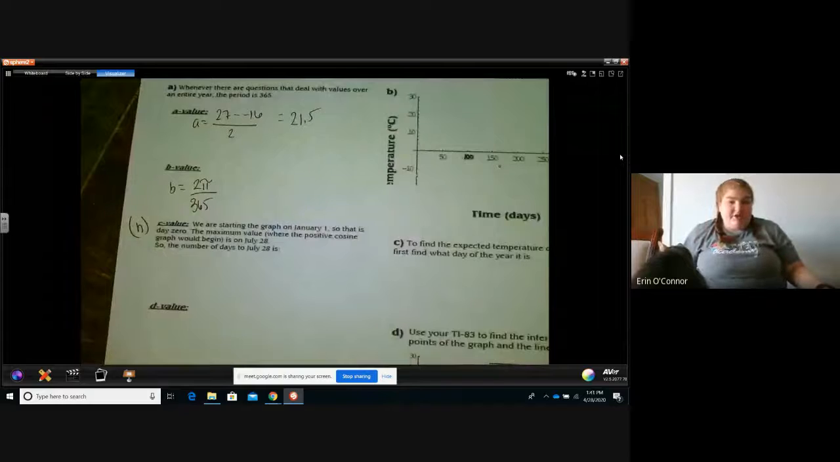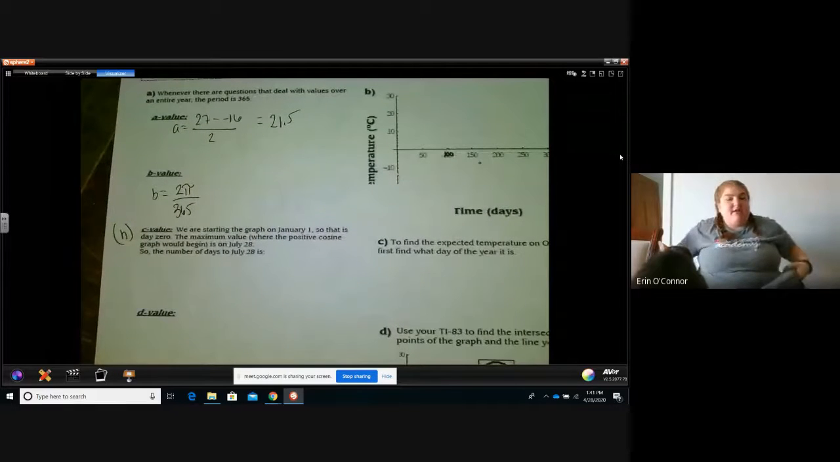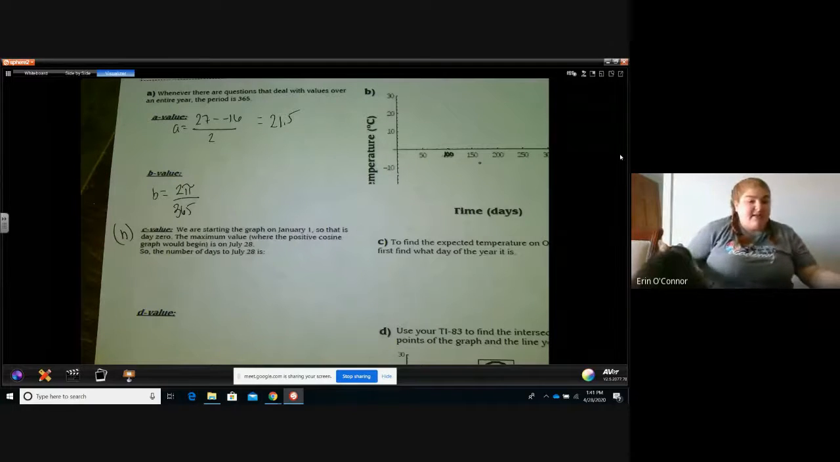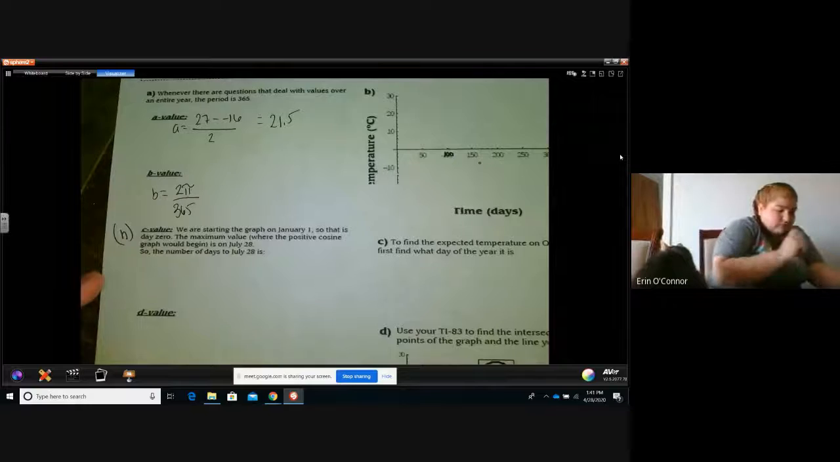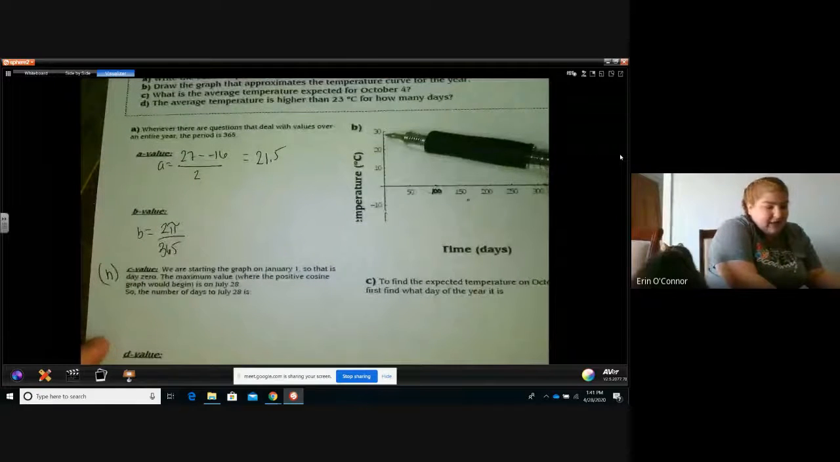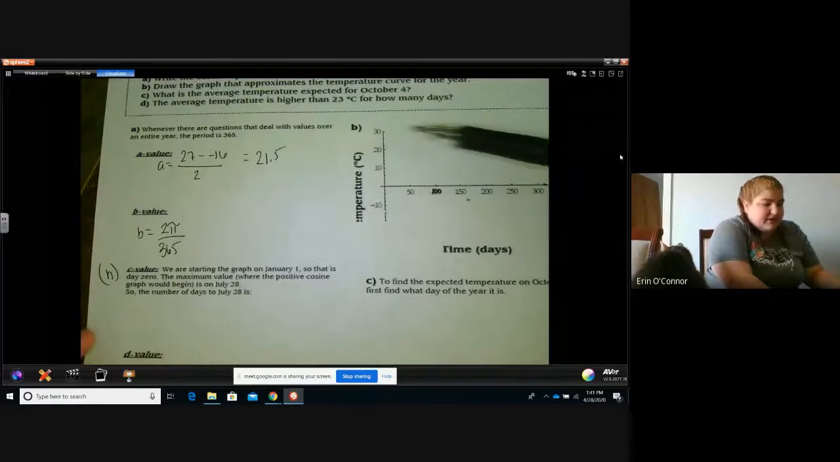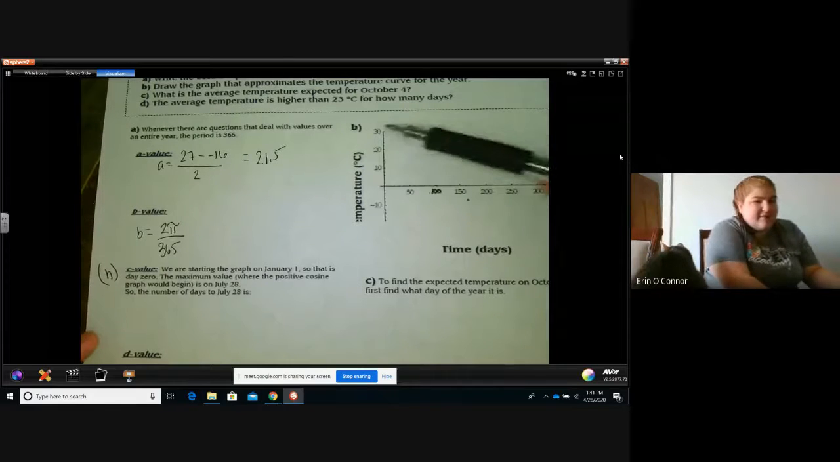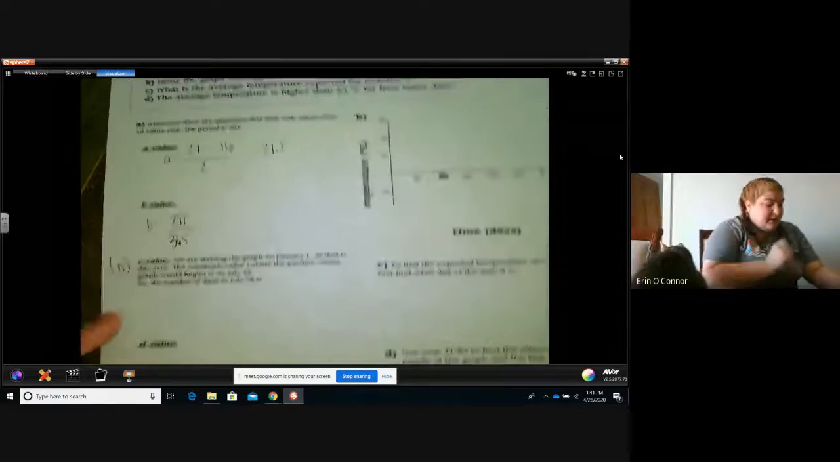Now, C value, remember, this is your H. We're starting the graph on January 1st, so that is day 0. The maximum value where the positive cosine graph would begin is July 28th because that's the highest. So the number of days to July 28th. What we're doing is, the maximum is normally on this y-axis. We're saying how far has this maximum moved? And it's moved all the way to July 28th, which is somewhere over here. So we're going to have to account for that movement.